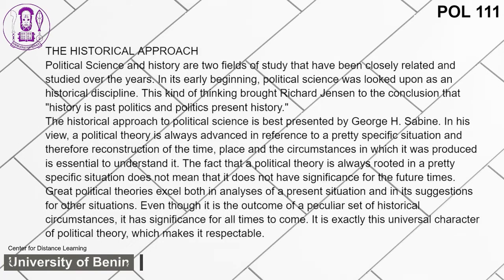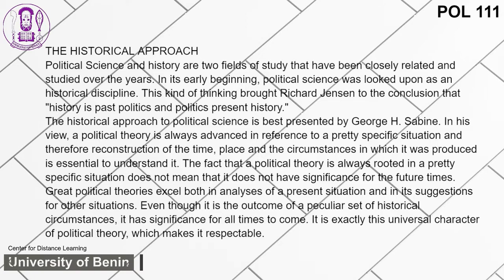The historical approach. Political science and history are two fields of study that have been closely related and studied over the years. In its early beginning, political science was looked upon as a historical discipline. This kind of thinking brought Richard Jensen to the conclusion that history is past politics and politics present history.